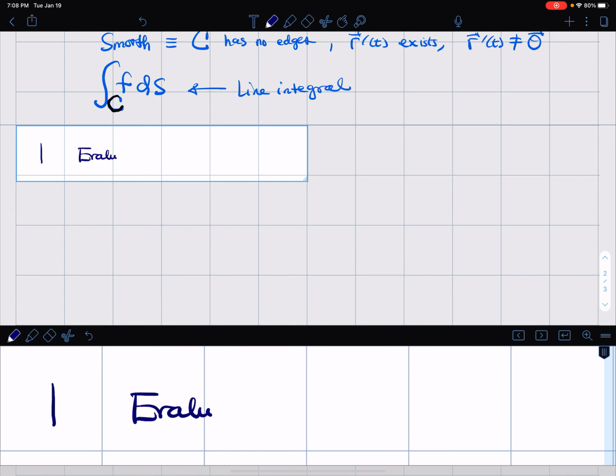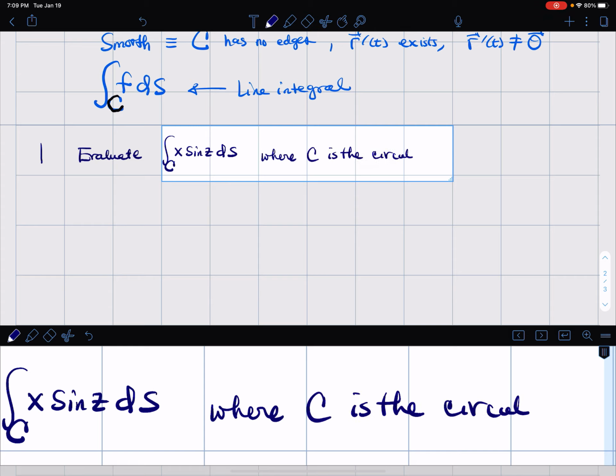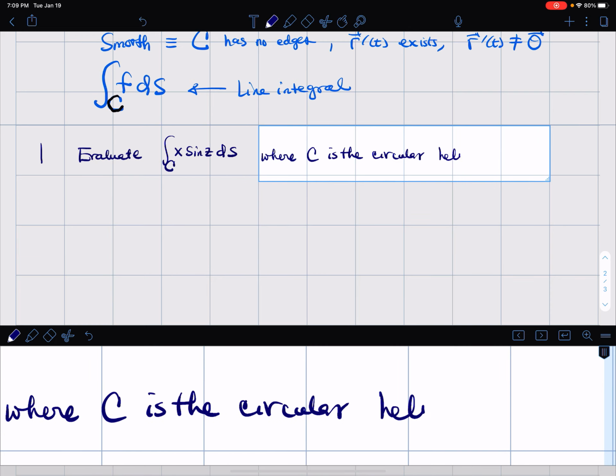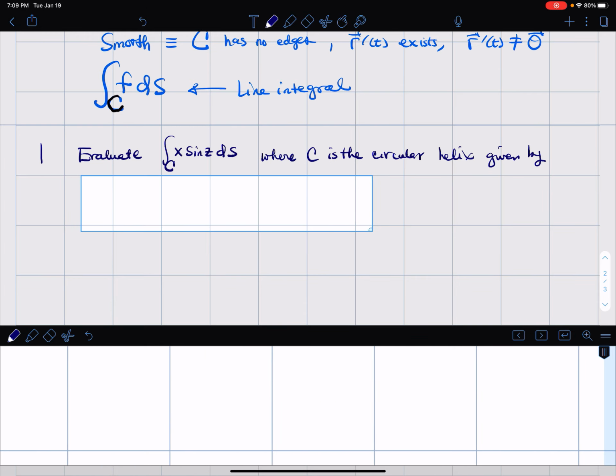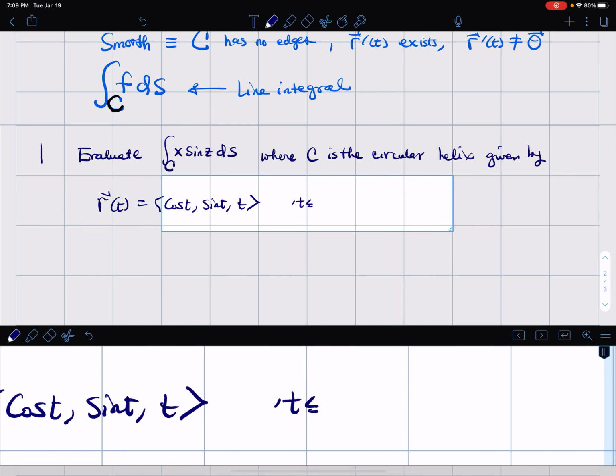Let's evaluate the line integral of x sine z ds, where C is a circular helix given by r of t equals cosine t, sine t, t, and t goes between 0 and pi over 2.